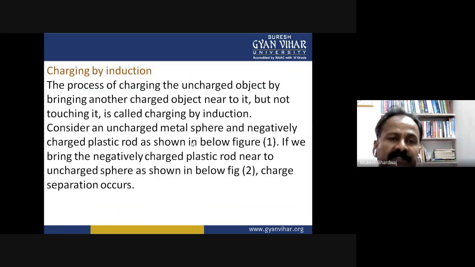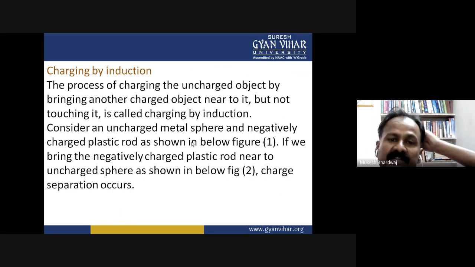Now, the third is charging by induction. This is very important. The process of charging an uncharged object by bringing another charged object near to it, but not touching it, is called charging by induction. That is, influence. By the influence of anything, if we are going to deviate or divert, then we can say that it is due to induction.